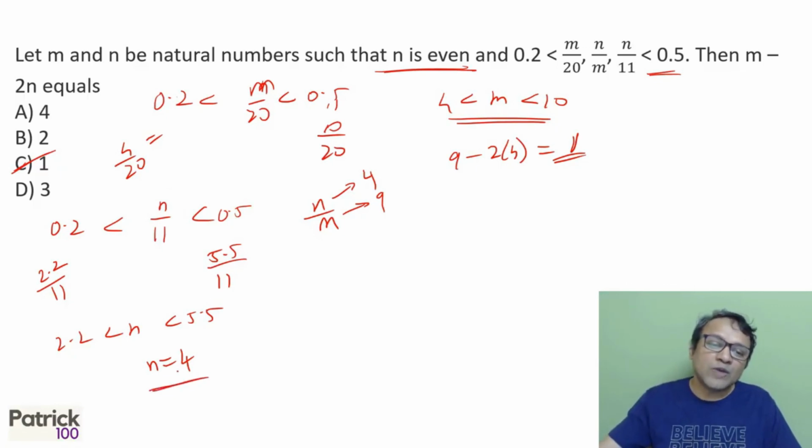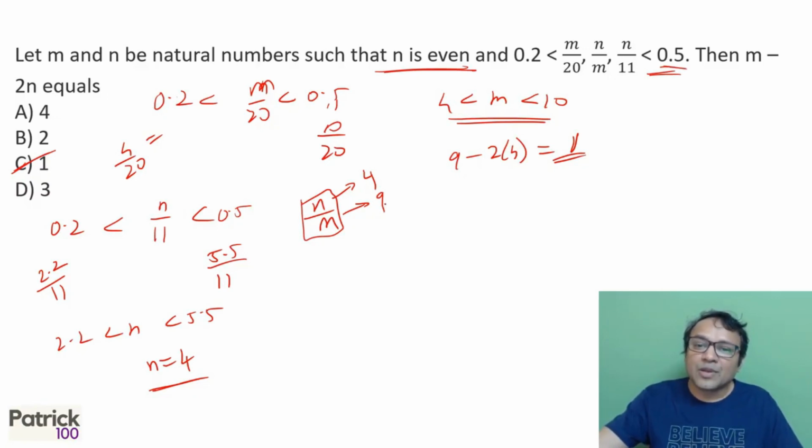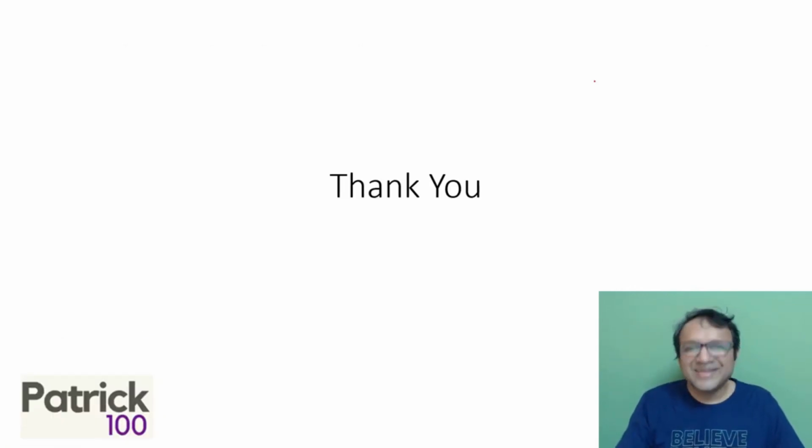First find the range of M, then find the range of N. You'll see there's only one possible value of N, 4. Then substitute N upon M. N is 4 and N upon M has to be less than 0.5, so the only option possible is 9. It should be more than 8. So 9. Substitute that, you'll get the answer as 1. Right? Thank you.